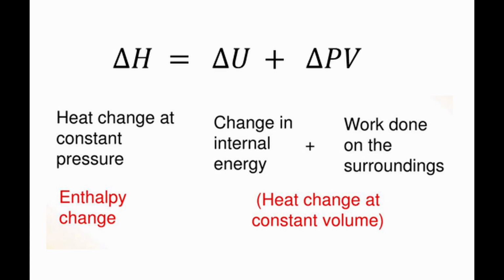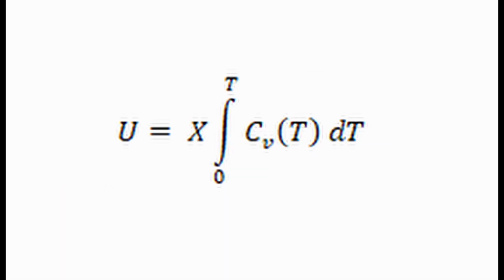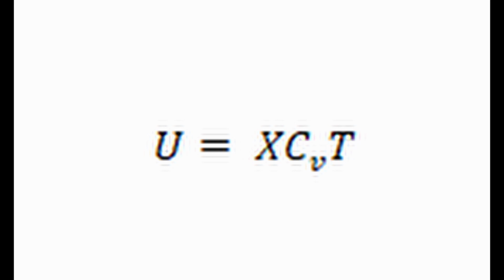The total internal energy of a substance can be written as an integral of its heat capacity at a constant volume, as shown in the equation. U is the total internal energy of the substance, X is the number of moles, Cv is its heat capacity at a constant volume, and T is the temperature of interest. At the temperature of interest, the internal energy of a substance is U equals X times Cv times T.